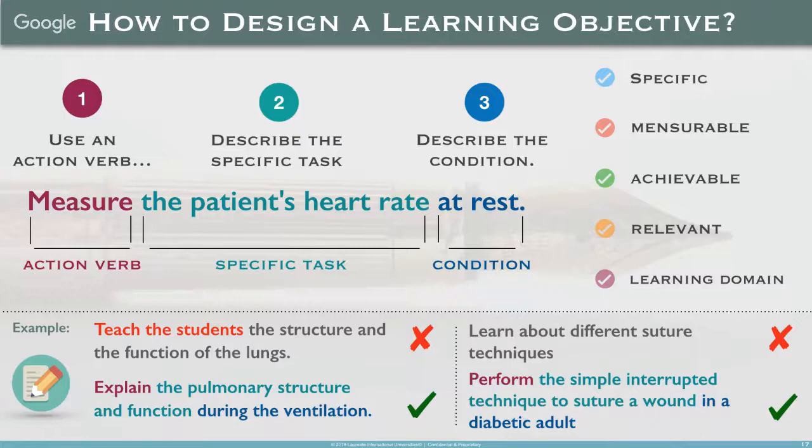So let's see some examples here of good and bad learning objectives. Let's think together about what's the problem with "teach the students the structure and function of the lungs." The problem here is that this learning objective is killing the golden rule number 2, students at the center. In this objective, the professor is absolutely at the center of the process.